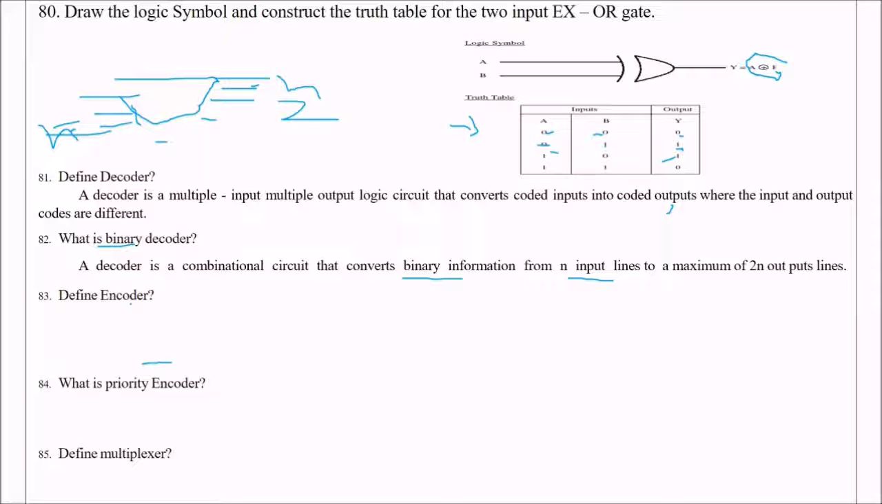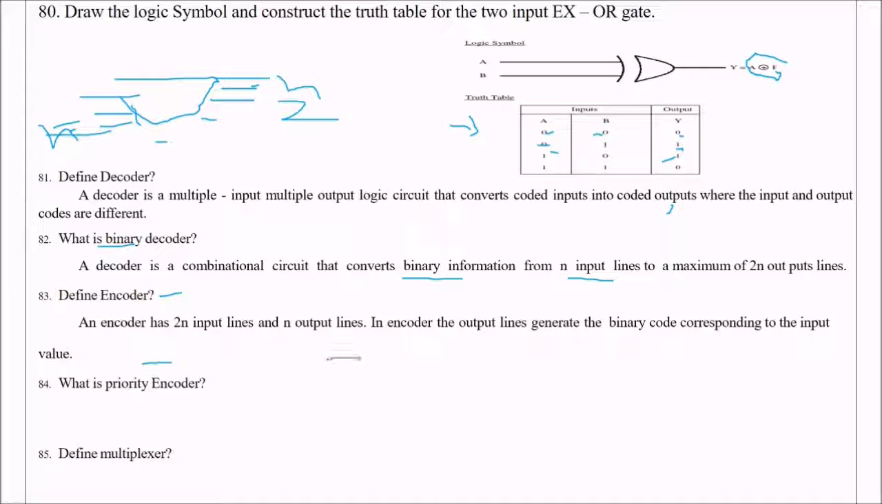Now define the encoder. What is an encoder? An encoder has 2 to the power n input lines and n output lines. So in an encoder, the output lines generate the binary code corresponding to the input value.